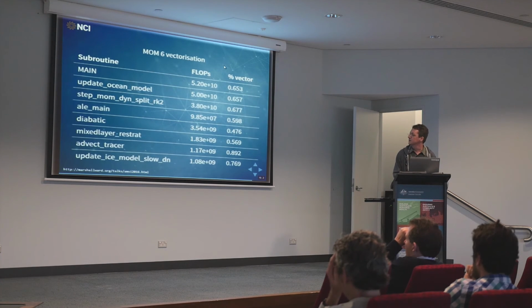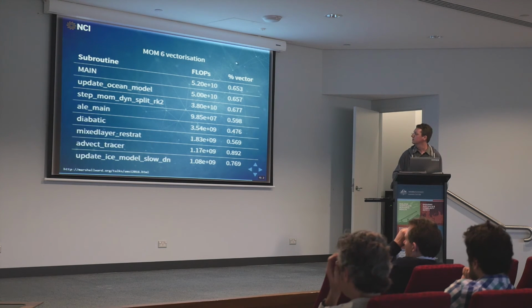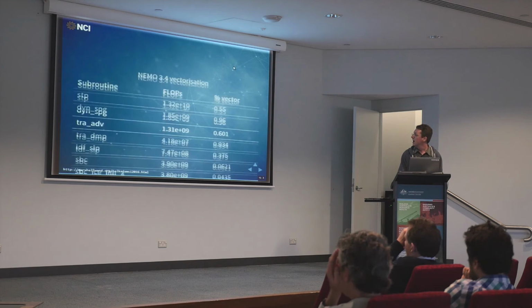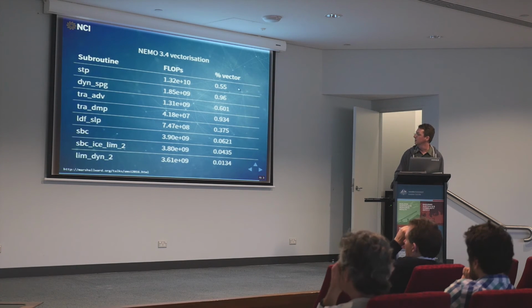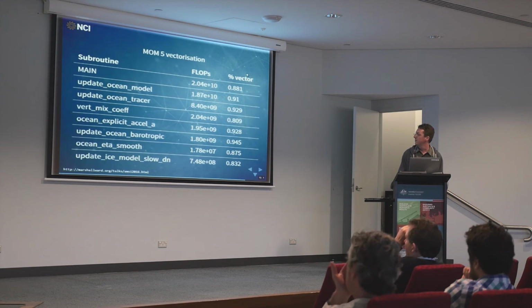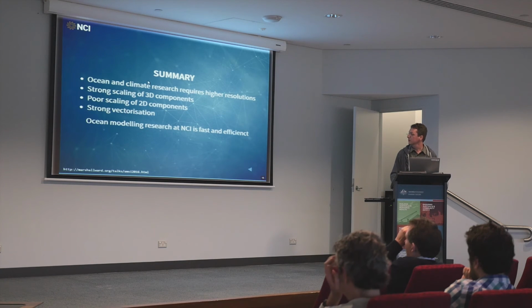Just as a comparison, these are some other ocean models that we've looked at. This is the next generation of the model, MOM6. Its vectorization rate is quite modest, around 2/3 rather than 90%. And this is another ocean model, NEMO, which is only about 50%. So one thing we've been able to conclude is that the MOM5 model is actually really well suited for a machine.